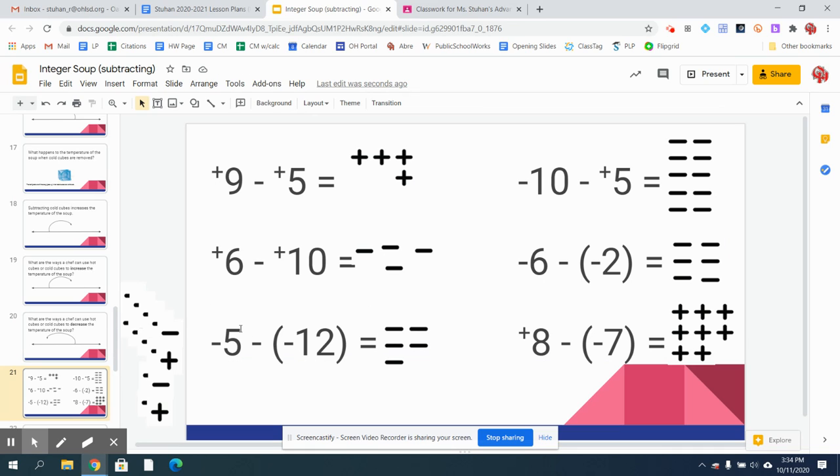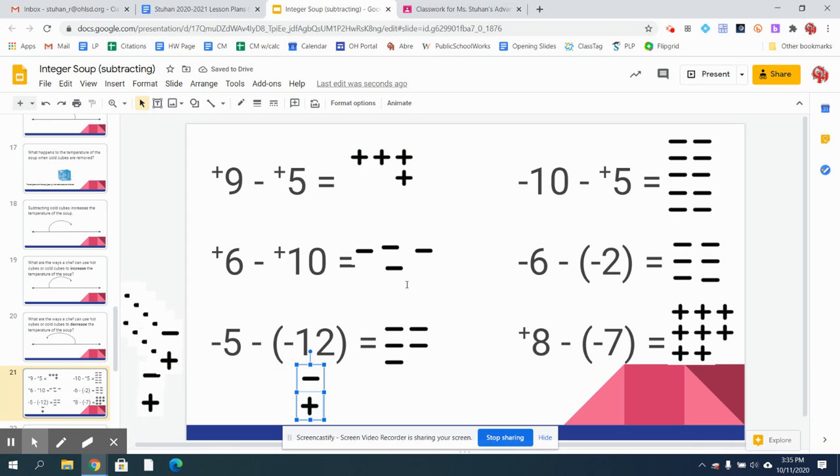All right, let's take a look at the next problem moving down. We have negative 5 minus negative 12. Oh, that's going to be a tough one. We have 5 negatives or 5 cold cubes here, and we want to take away 12. Well, we don't have 12 negatives or 12 cold cubes to take away, so guess what? We're going to have to add zero pairs to be able to take those away.